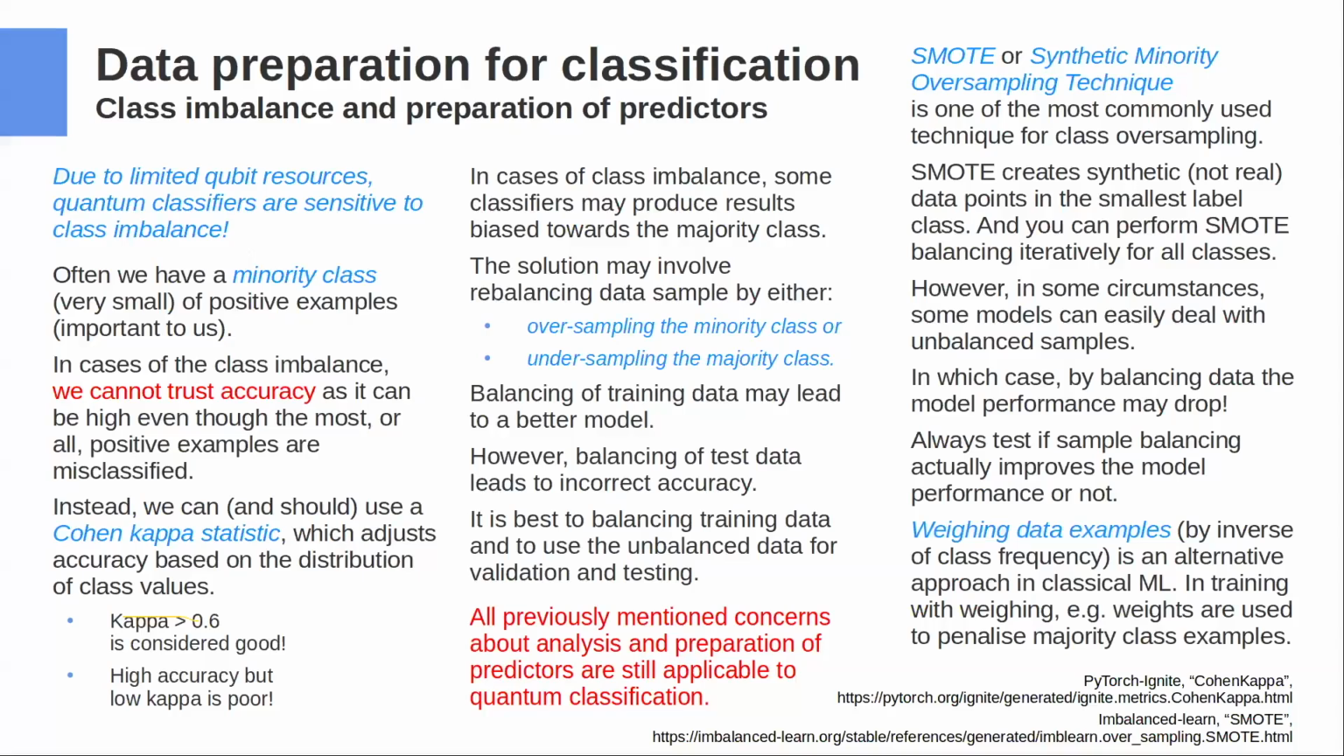There's another statistic called the Cohen-Kappa statistic, which adjusts accuracy based on the distribution of the class value. It doesn't give you very high accuracy scores. If Cohen-Kappa is over 0.6, that's considered good. So if you take the measurement of accuracy and kappa, and accuracy is high but kappa is low, then we have a problem.